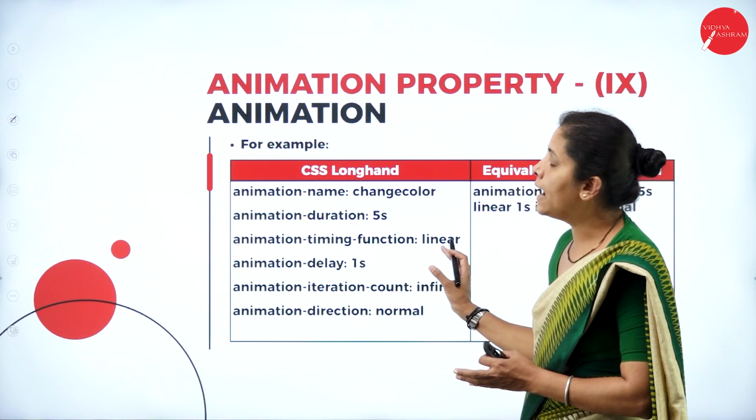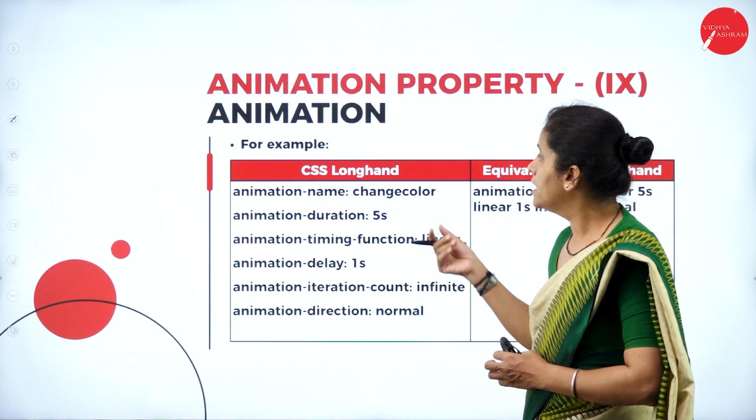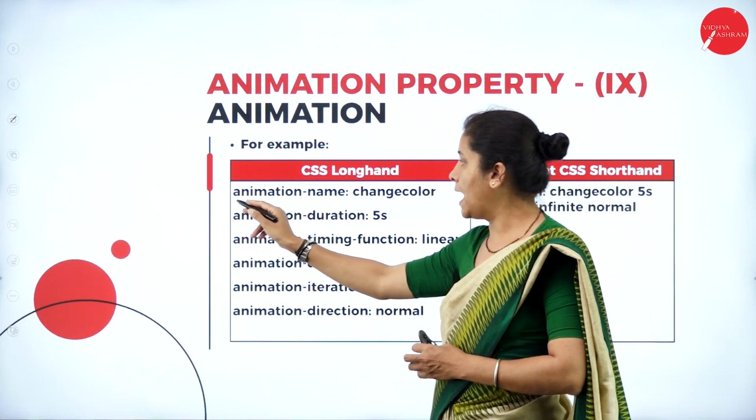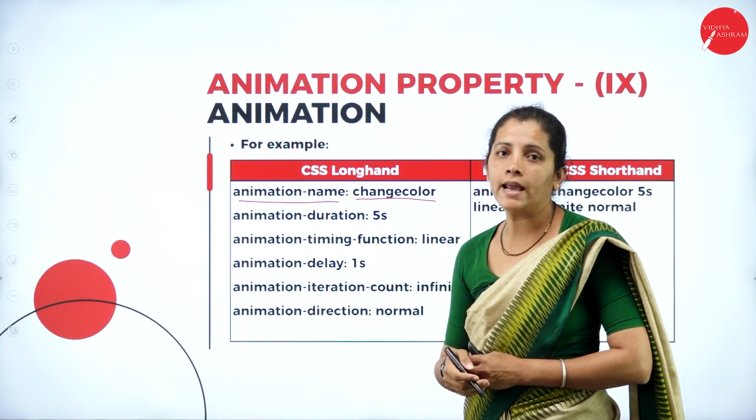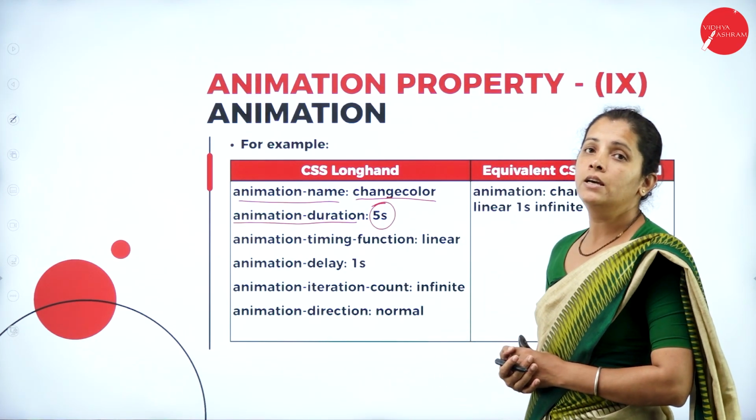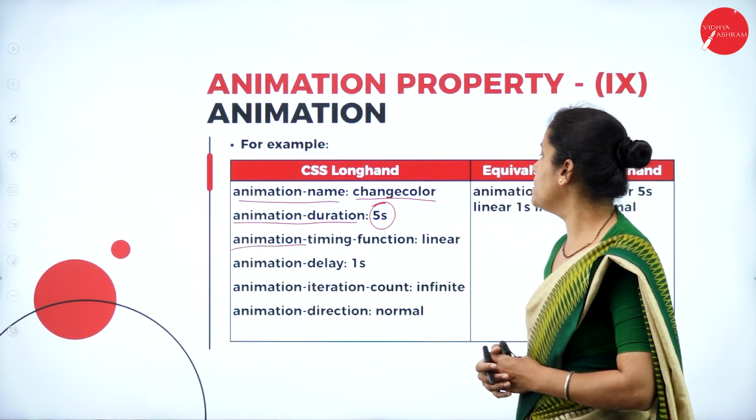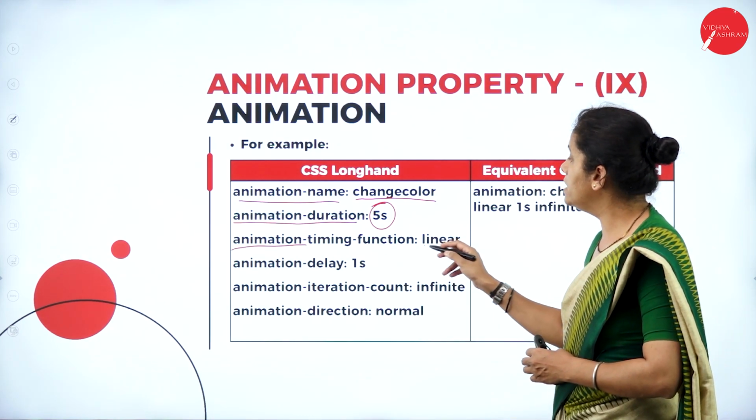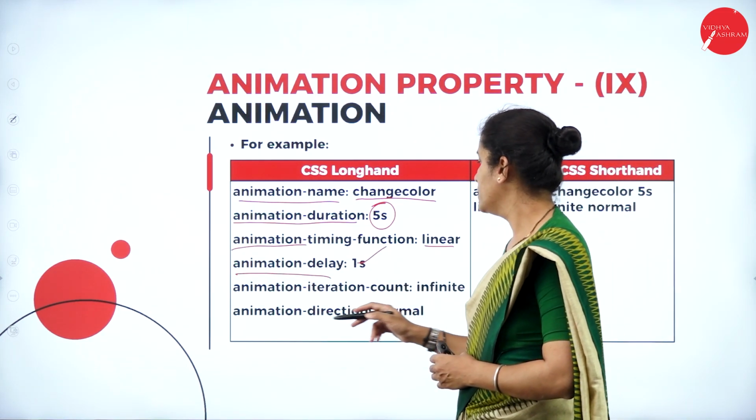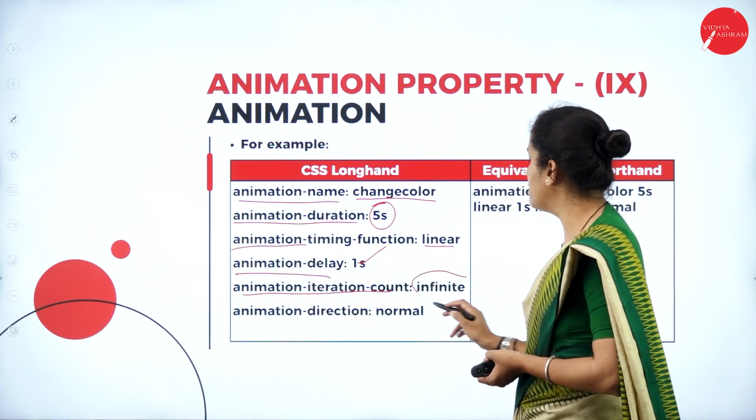Now see here, I have the example for longhand and shorthand. In longhand, we specify a single CSS property. So I have the animation name, and I specify the name of the animation. For animation duration, I specify the duration of the animation in seconds or milliseconds. Then the animation timing function, I specify linear. Then the animation delay, I specify 1 second. For animation iteration count, meaning the number of times I want to repeat the animation, I'll go with infinite.